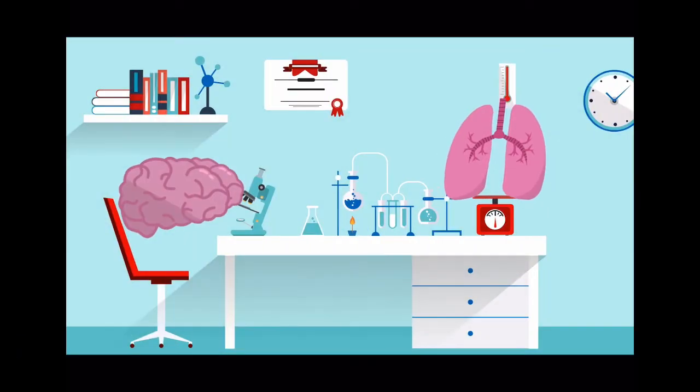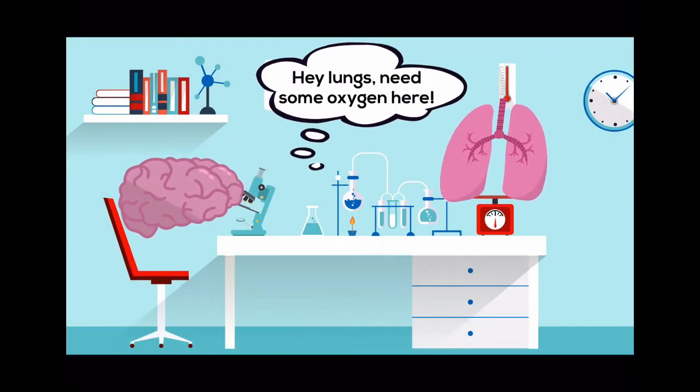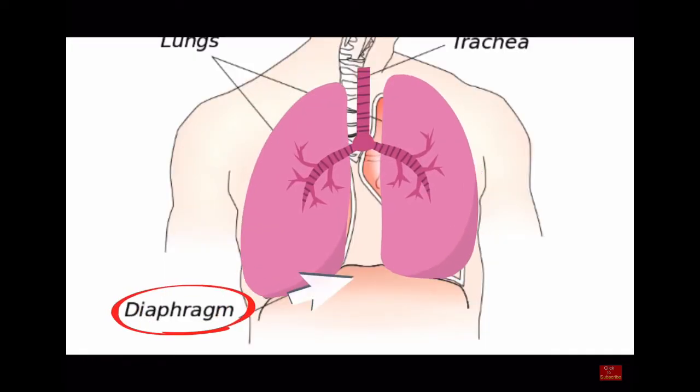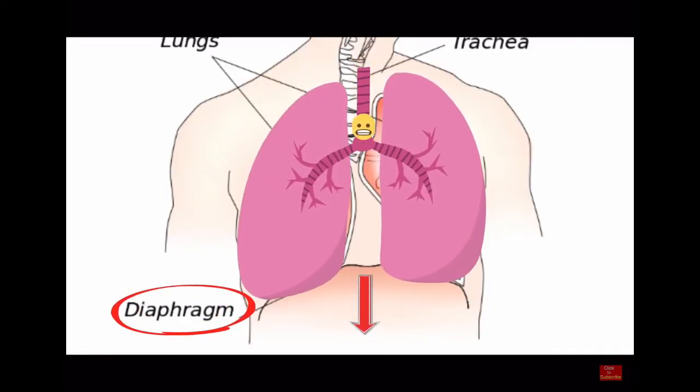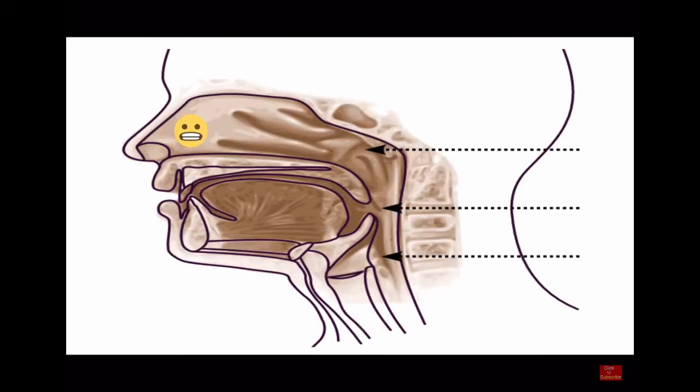The brainstem sends a message to the diaphragm, which is a muscle under the lungs. As the diaphragm moves down, the lungs expand. As oxygen and air enters the nose and mouth, it enters into the nasal passages.